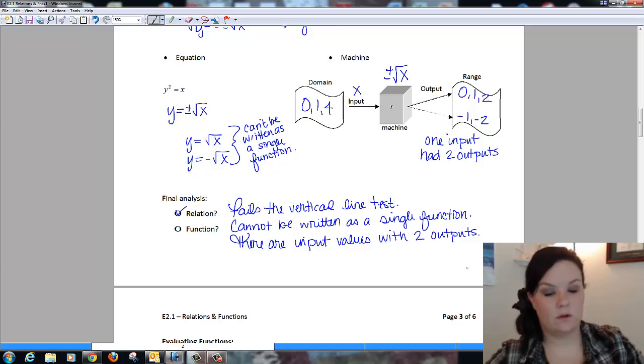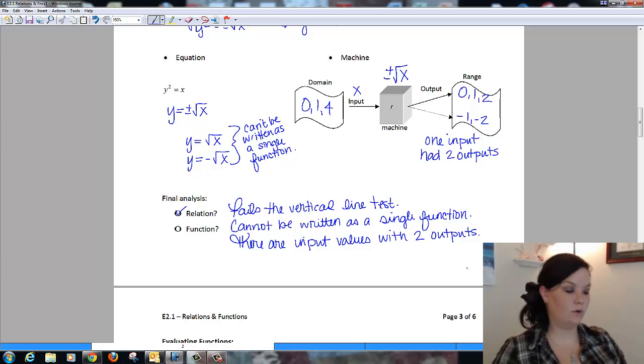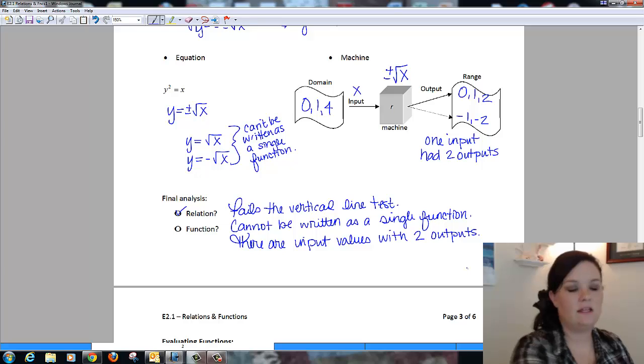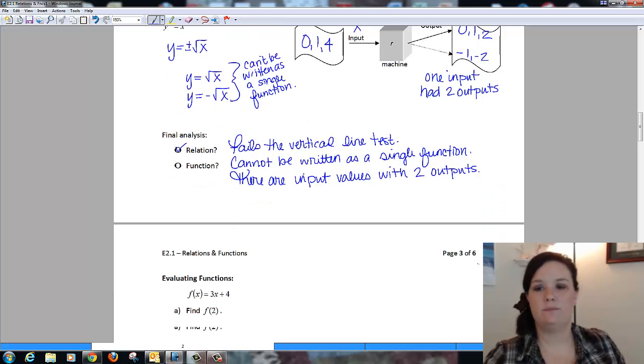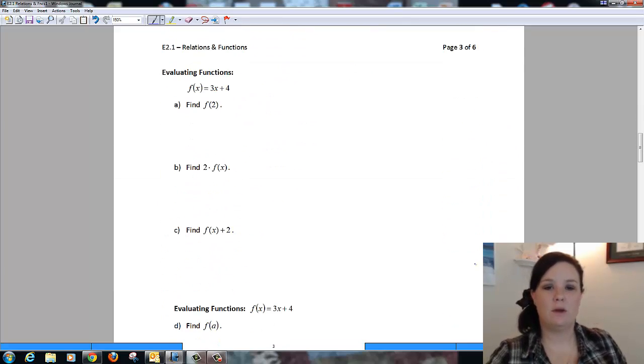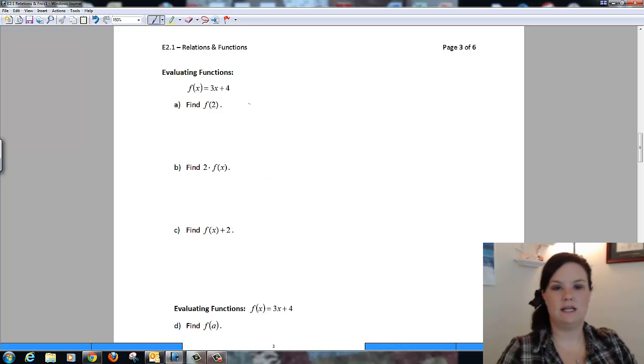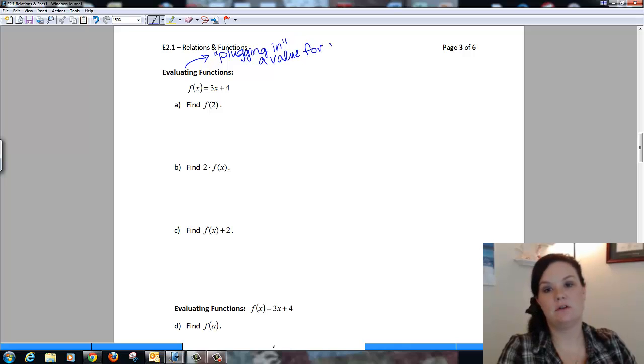Okay, the other thing that we're going to look at is we're going to specifically look at some functions. And the thing that we need to know what to do with functions is how to evaluate them. Okay, so let's go ahead and move down here. Whenever we're evaluating functions, we're plugging in a value for x, basically. Okay, so anytime you see evaluating, you should be thinking plugging in. Okay, we're plugging in a value for x.